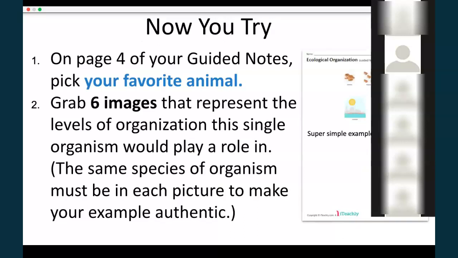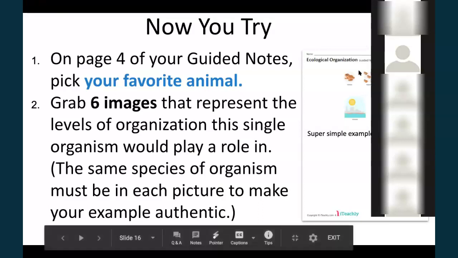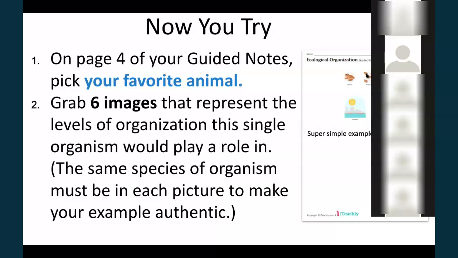What I want you to do here, I'm going to give us 5 minutes, and I want you to try to grab 6 images of your favorite organism. And I was just trying to do this while you guys were doing something. So if your favorite organism is the frog, this is like a very simplistic example. You're going to grab a picture of a single frog and then make it a population of frogs, a group of the same frogs together.